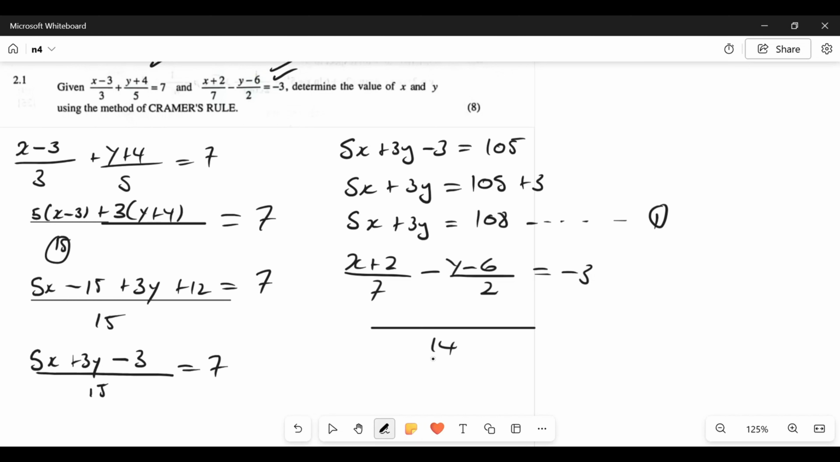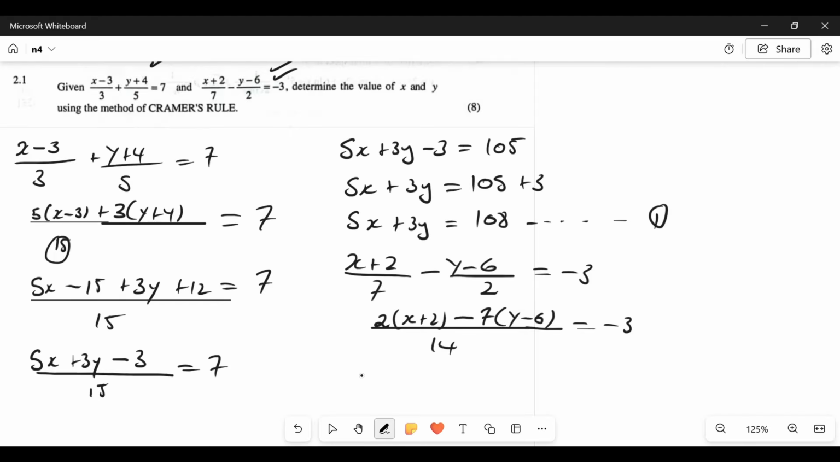So we start with 14 divided by 7. That is going to give us 2 multiplied by (x + 2). So this is going to be like that. And then minus, because we have minus there, guys, right? Then we have 14 divided by 2, that is going to give us 7. So that's 7 here, and then it's going to multiply (y − 6) there. There we go. All this is equaling to negative 3.